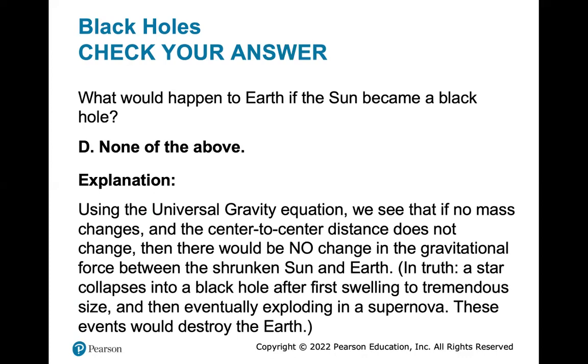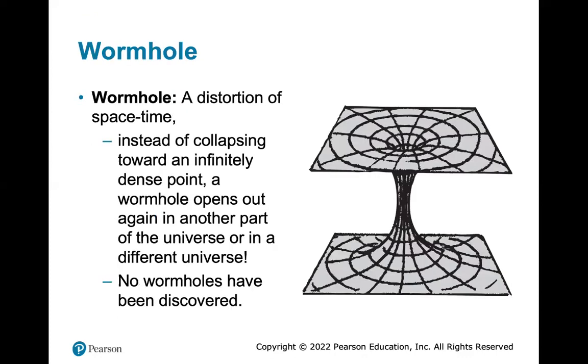Millions of years. Okay, a wormhole, a distortion of space-time. Instead of collapsing toward an infinitely dense point, a wormhole opens out again in another part of the universe or in a different universe. So even though they have photographed black holes, and we know black holes exist, no wormholes have ever been discovered. It's a theoretical physicist's dream.